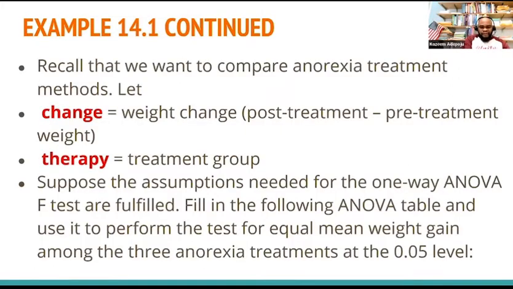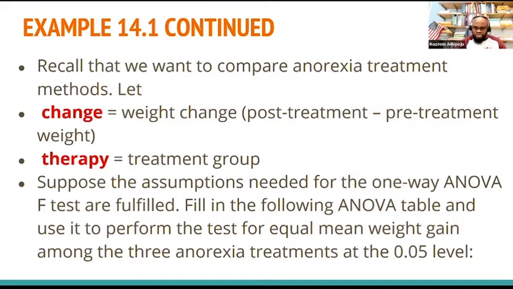Okay, now I want to go back into the example that I cited the other time, where we want to compare anorexia treatment methods. Don't forget we have 3 types of therapy that we talked about. One is cognitive, the other one is family therapy, and the other one is the control group. And what we're looking for is the weight change. The weight change is going to be the difference between the post-treatment and the pre-treatment weight.